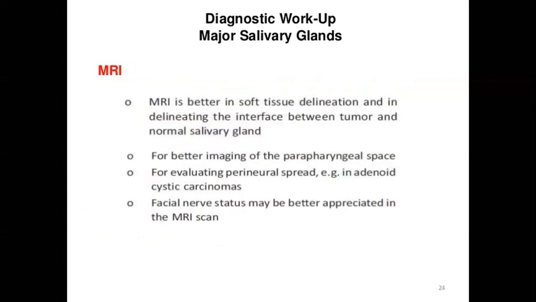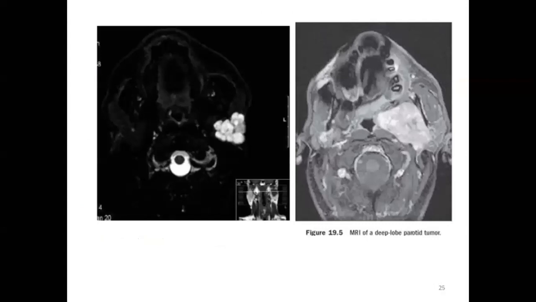The diagnostic workup for the major salivary gland: MRI differentiates between soft tissue and can distinguish between the tumors and the normal salivary gland. It also gives better images of the parapharyngeal spaces, for evaluating perineural spread in adenoid cystic carcinoma, and facial nerve status may be better appreciated on the MRI scan. This is the view of the MRI showing the deep lobe of the parotid, which is involved by the tumors.